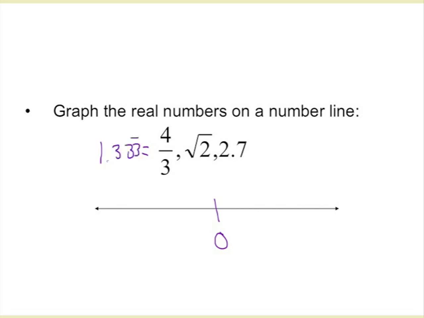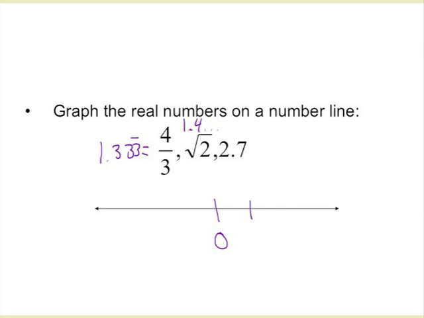1.3333 forever and ever and ever. Square root of 2, you might not know as a decimal, but you can just grab a calculator and type that in, and it's about 1.4 something, something, something. And then 2.7 is already a decimal. Okay. So then we can see how they line up, and we can see they were actually already in order.